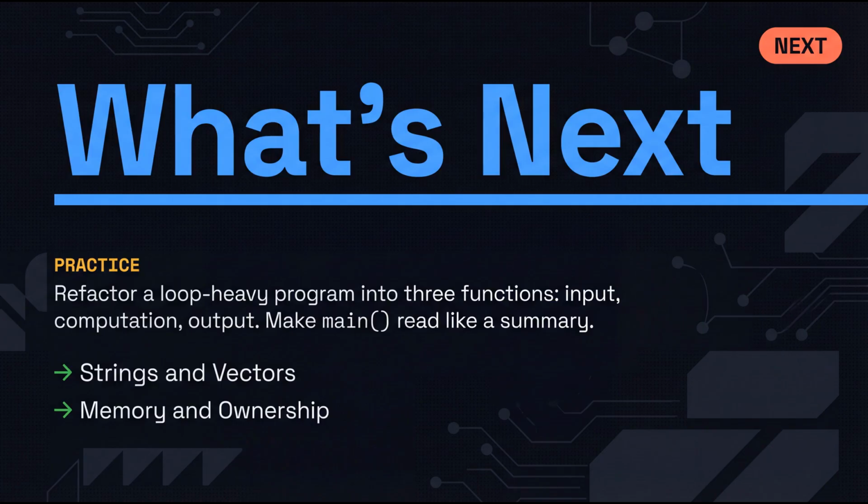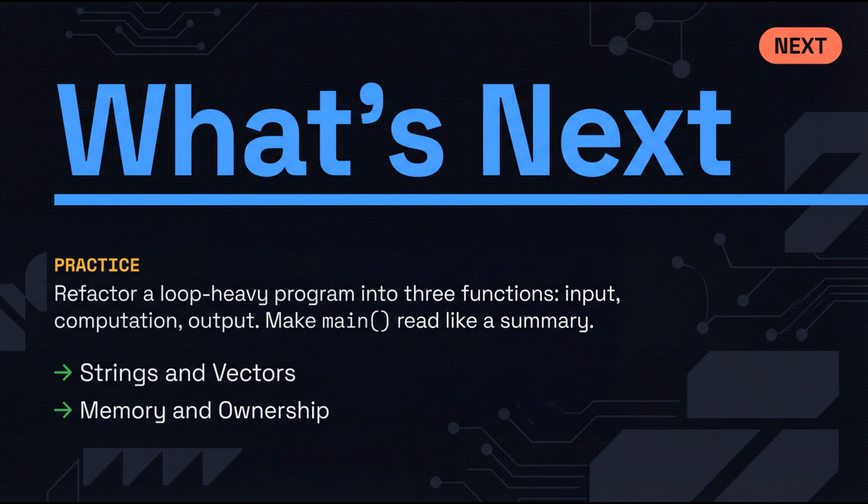Here's a practice exercise before you move on. Take a program with a long main function full of loops and conditions and refactor it into 3 functions: one for input, one for computation, and one for output. The goal is to make main read like a 1-paragraph summary of the program. Read input, process data, print results. 3 function calls. If you can do that, you've internalized the core lesson of this chapter.